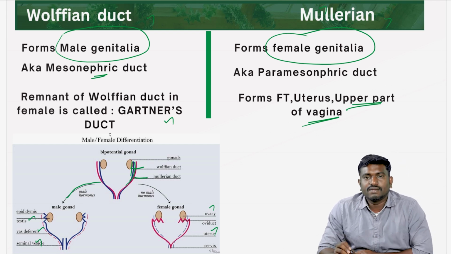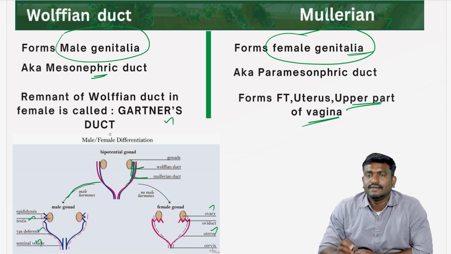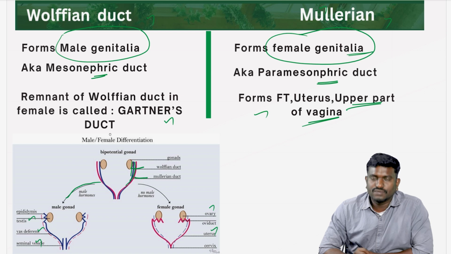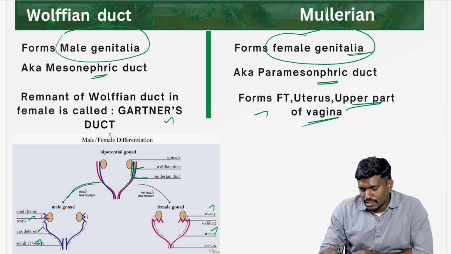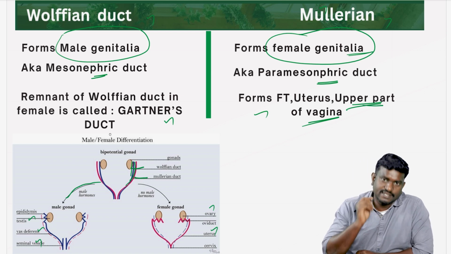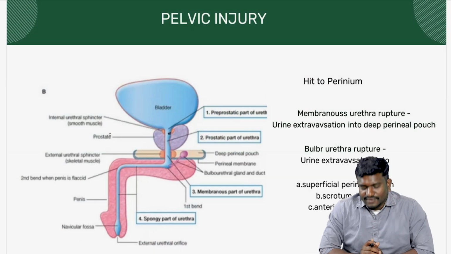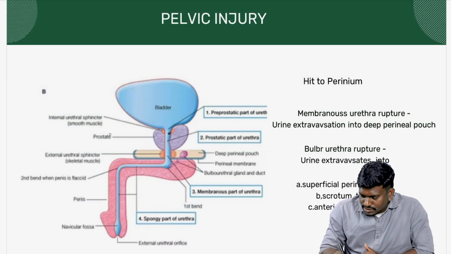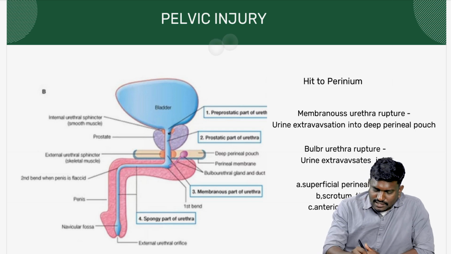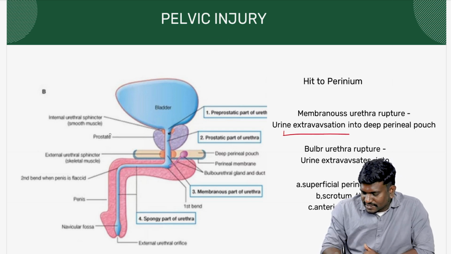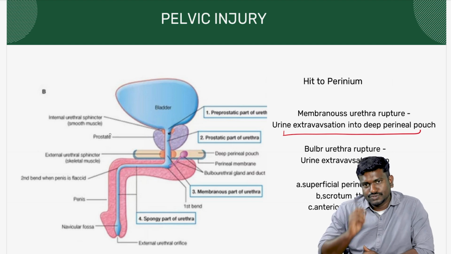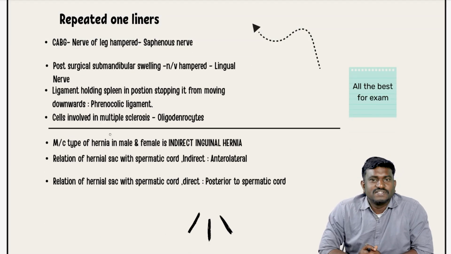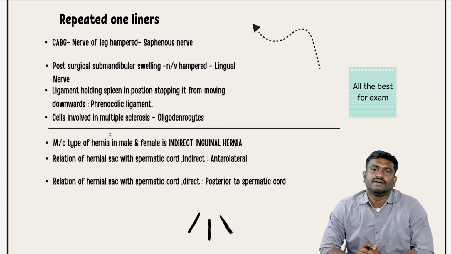Next, Mullerian, remember these forms the female genitalia. It is also called as what? Paramesonephric duct. It forms the fallopian tube, uterus, and also the upper part of the vagina. Yeah. Let's try to quickly revise the pelvic injury. Any hit to the perineum can cause membranous urethra rupture. At least remember, urine extravasates into the deep perineal pouch. Next, let's conclude the session with one-liners which have been commonly asked in anatomy in the exam.